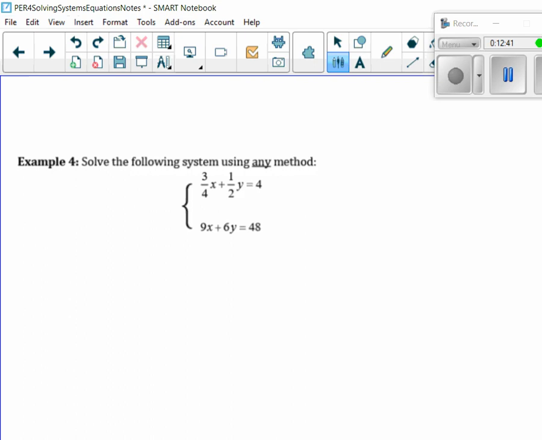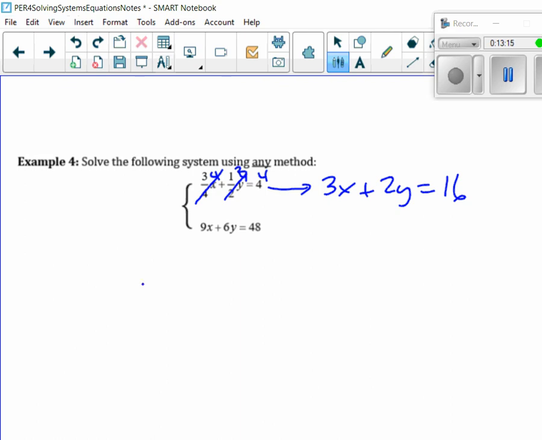Okay, I'll give you a second to do this, but maybe I'll help you with trying to get this set up here. We don't like fractions, so how could I get rid of fractions to start with? Yeah, 4. I would times by 4 first. So when I times this by 4, what do I get? These cancel. I get 3x. These cancel, and I'm left with a 2. So I get plus 2y equals 16.